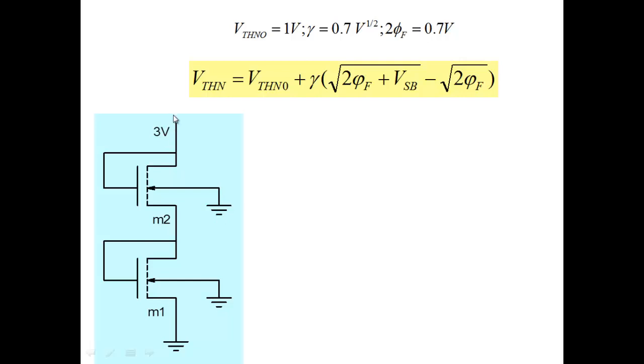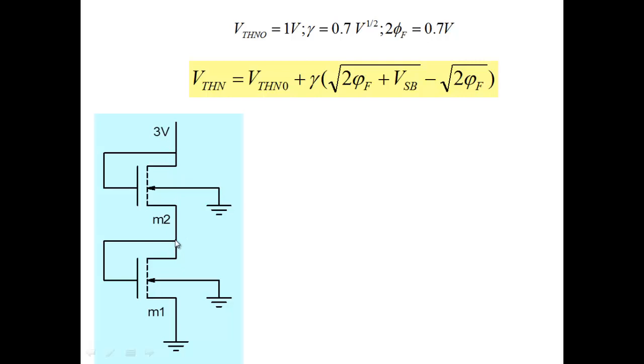If I apply 3 volts here at the top and ground is here, obviously 3 volts is going to drop as I go from the top to the bottom. So somewhere here the voltage may be, I don't know what it is, but it would be higher than ground, right? Because the current would flow through this, so it would be higher than ground.